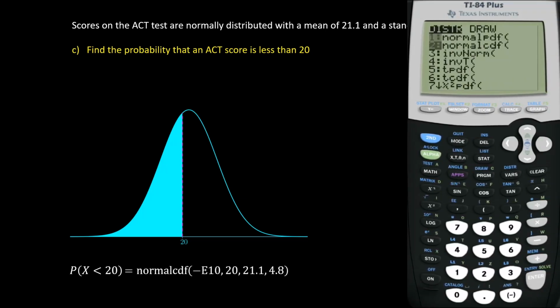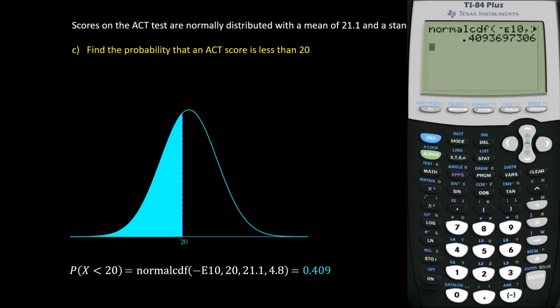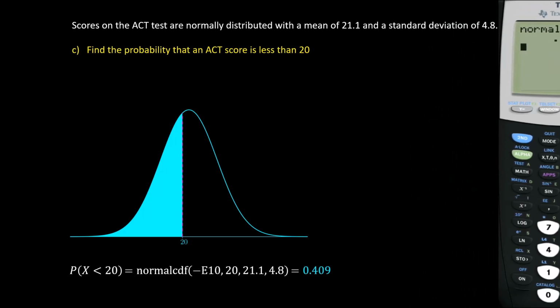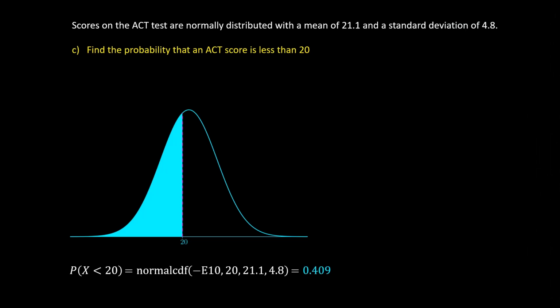For the lower value, we'll use a large negative number like negative E10 to represent negative infinity. For the upper bound, we use 20, and then the usual 21.1 and 4.8. Press enter, and we get 0.409. Notice that this is the complement of part B, so in other words, if we subtract the answer in part B from 1, we get 0.409.